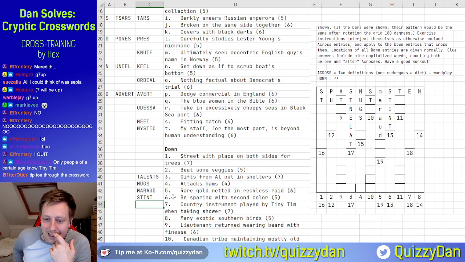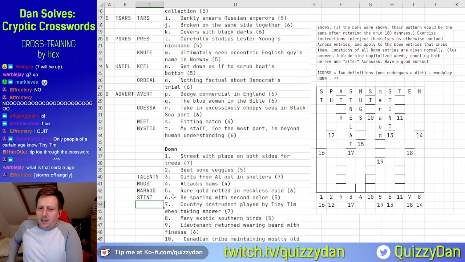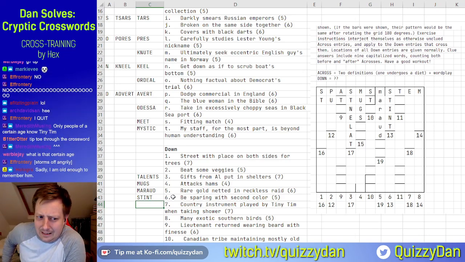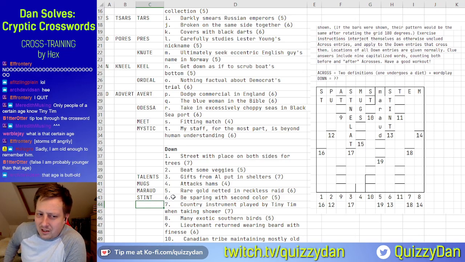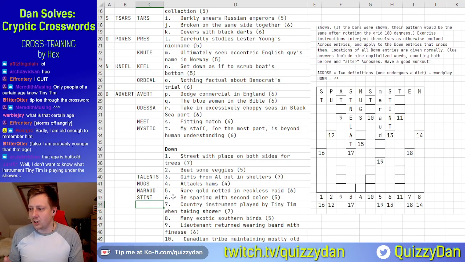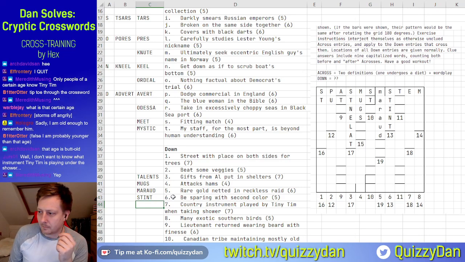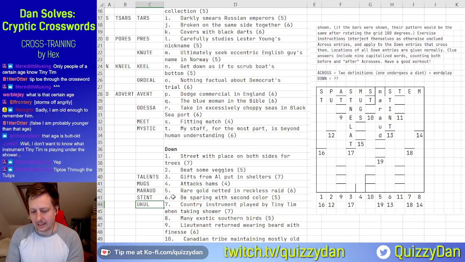Okay, Bitter Otter said tiptoe through the crossword, so that's a reference to tulips or something like that. I'm not sure what's going on there. Country instrument. Is that the definite? And it's going to be ukulele, because that's a country instrument. Played by Tiny Tim when taking shower. A leak is a shower. Ukulele.